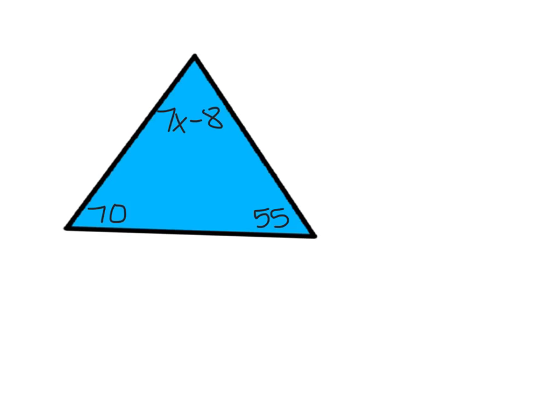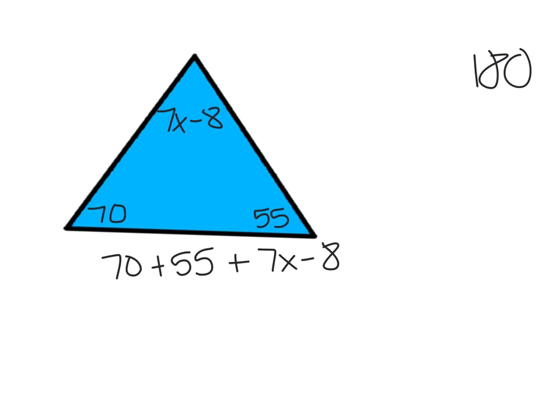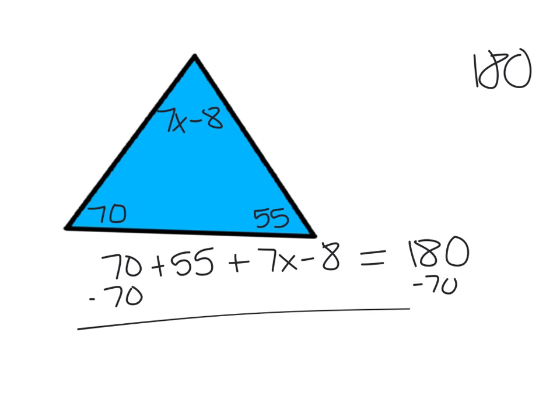Okay, here we have another triangle. Again, we know that these three angles are going to add up to 180 degrees. That is the triangle sum theorem. So we will take 70 plus 55 plus 7x minus 8 and set it to equal 180 degrees. We'll subtract 70 from both sides. That's going to give me 110. Then we're going to subtract 55 from both sides.